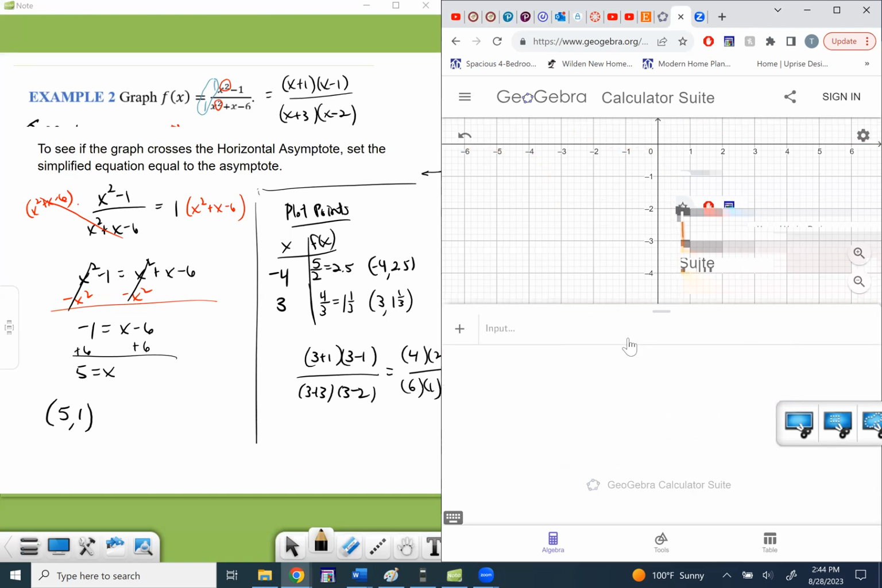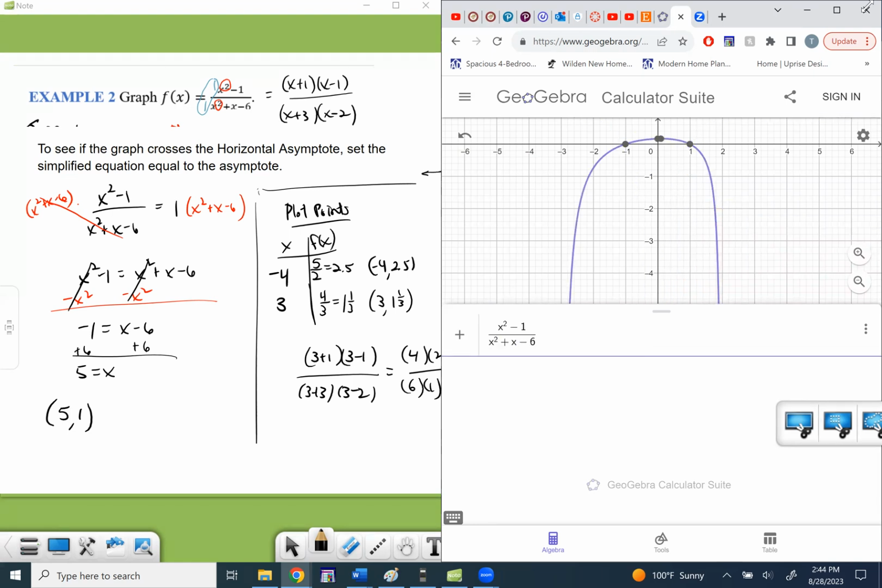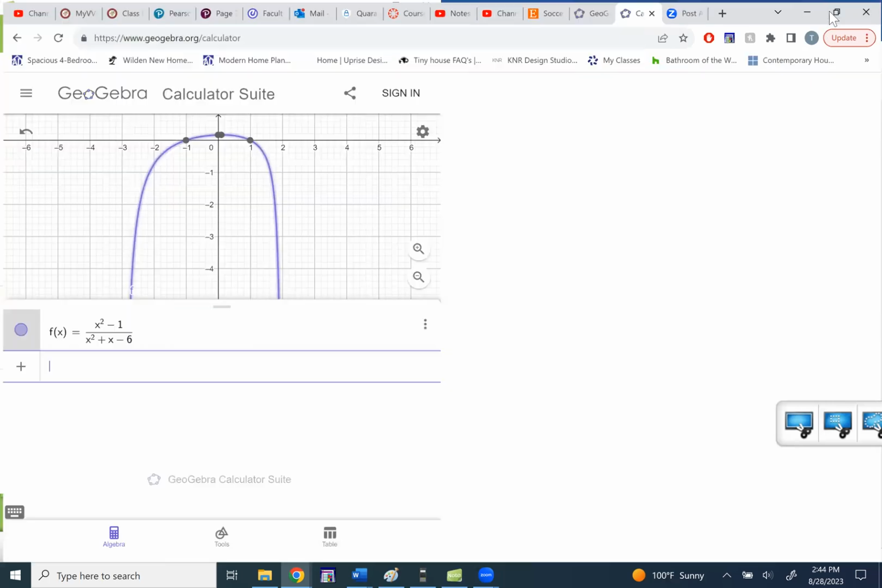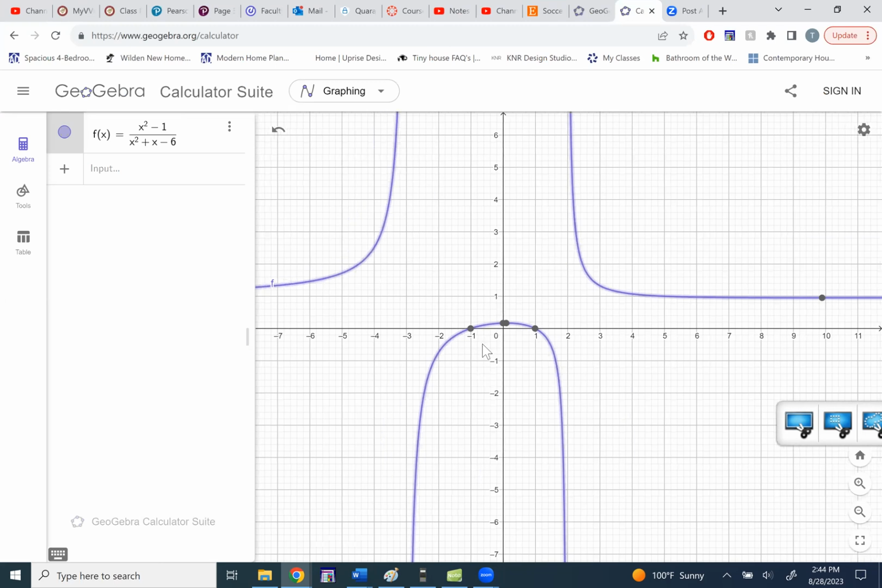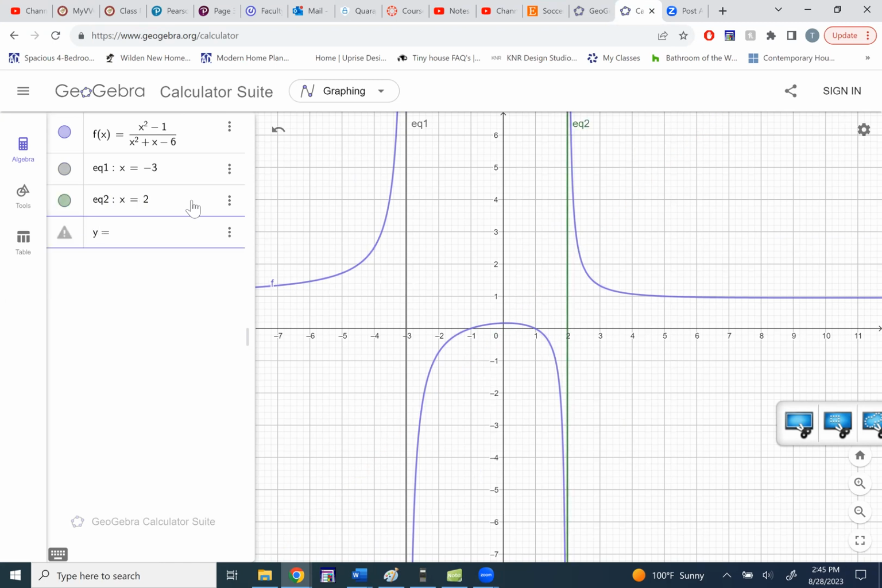Let's delete this out and let's put in what we have. So remember, put in the original just in case you made a factoring mistake along the way. All right, let's go see what this looks like, you guys. Okay, so let me put in the asymptotes just so we can see, but I do see 5, 1 on here. Let me put in the asymptotes of x equals -3, x equals 2, and y equals 1.